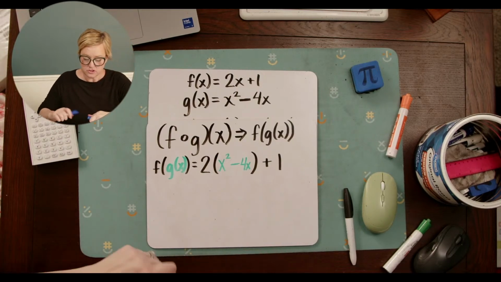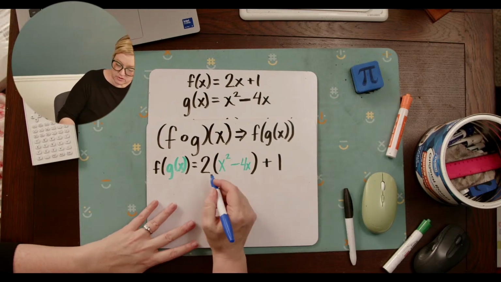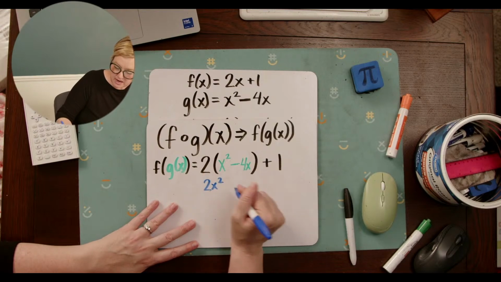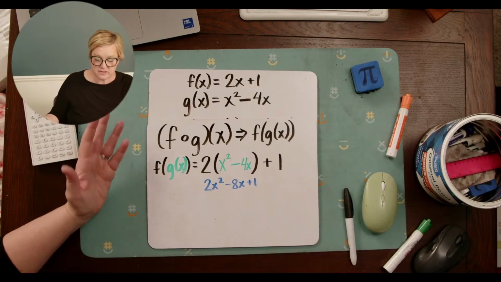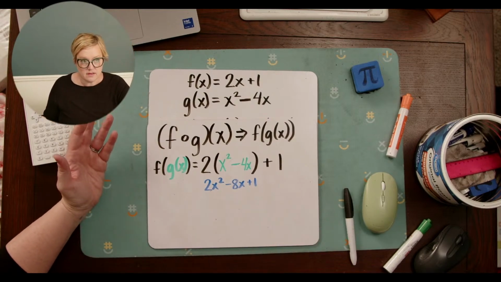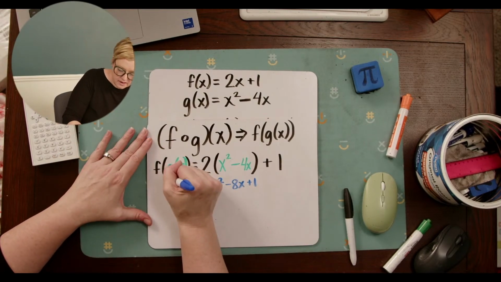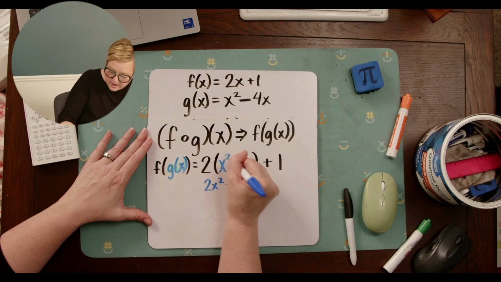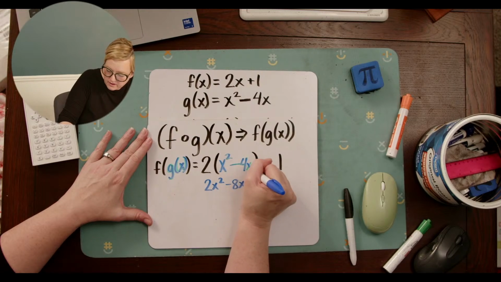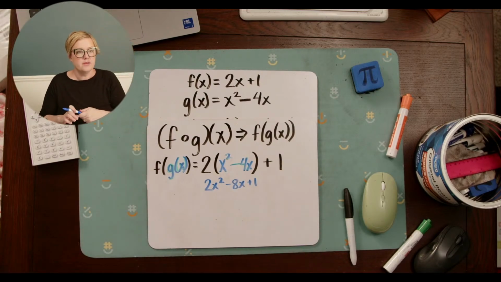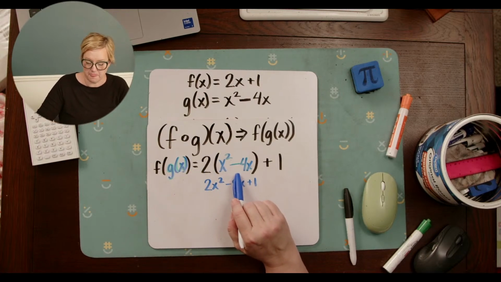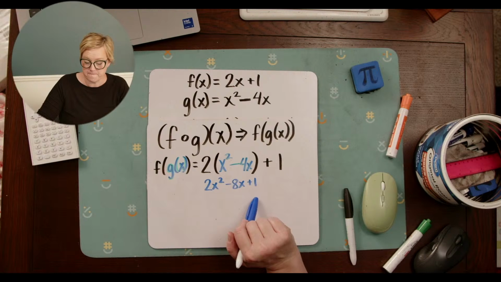Now I would go through and do 2 times x squared, which is 2x squared, 2 times negative 4x, which is minus 8x, and then plus 1. So I'd simplify it like that. I can't tell if this is super easy to read on the screen, but I'll go ahead and go over this in the blue. So again, whatever's in here substitutes in here, and then you simplify it.